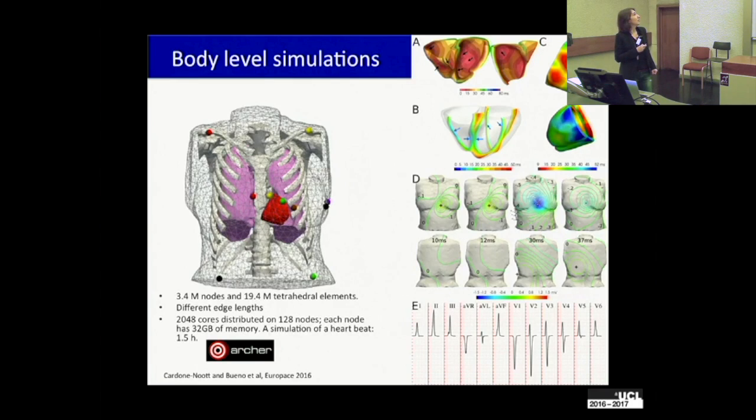with lungs and ribs and the heart. It was 3.4 million nodes, 19.4 million tetrahedral elements. Different edge lengths were used, with finer resolution in the heart, as you can imagine, and a much coarser mesh for the torso. 2048 cores distributed on 128 nodes were used, and a simulation of a heartbeat took about 1.5 hours. We were validating this model at whole organ level, also using the body surface potential mappings and then the ECG.